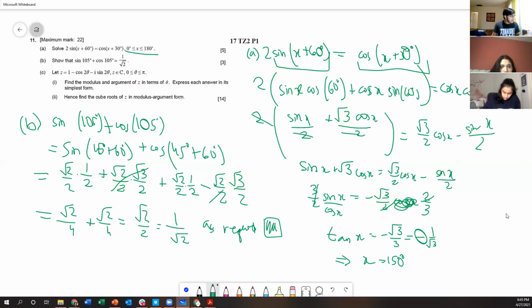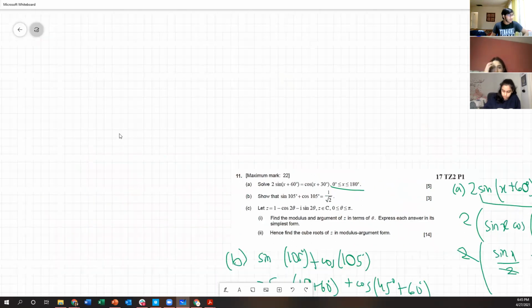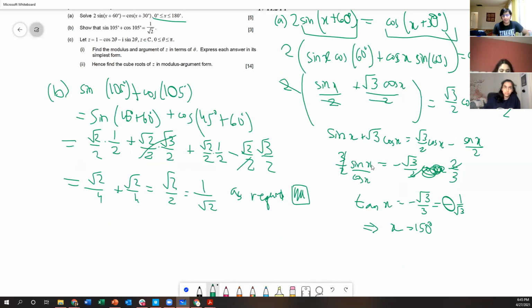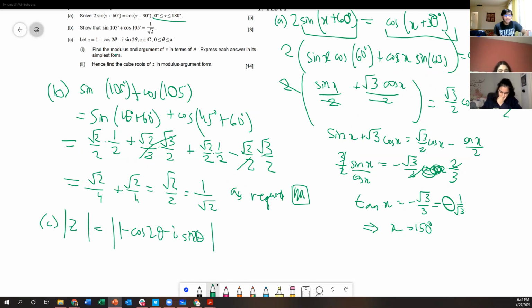Now, we want to look at part C. Part C doesn't look too bad either, but let's just give it a try. That way we're tying it back to complex numbers, because so far we haven't done any complex solutions yet. We've done trig. And trig is a big part of complex numbers because the geometry also plays in, I think. Okay. So z equals 1 minus cos 2 theta minus i sine 2 theta. We're trying to find the modulus and argument. So the modulus of z is just the modulus of 1 minus cos 2 theta minus i sine 2 theta, right?